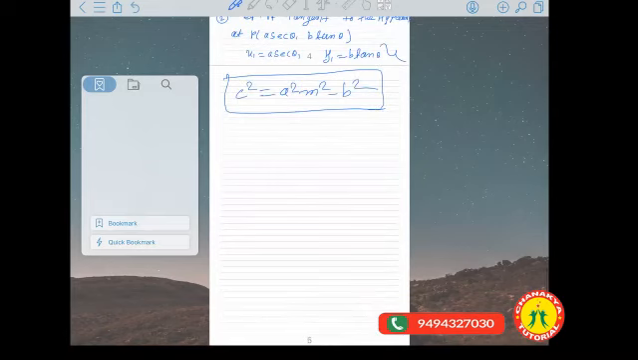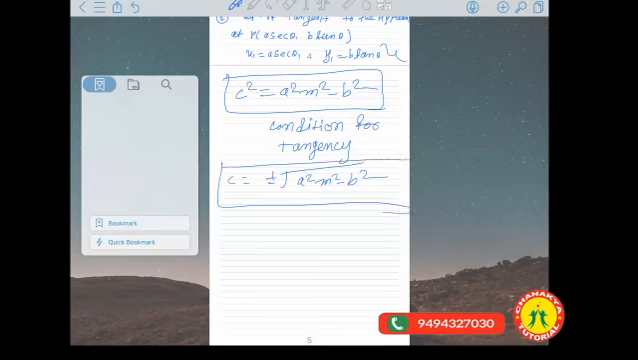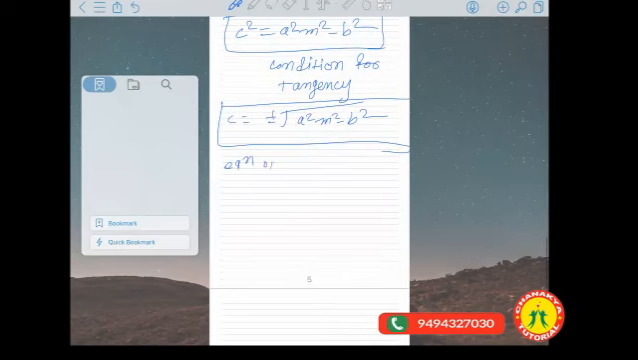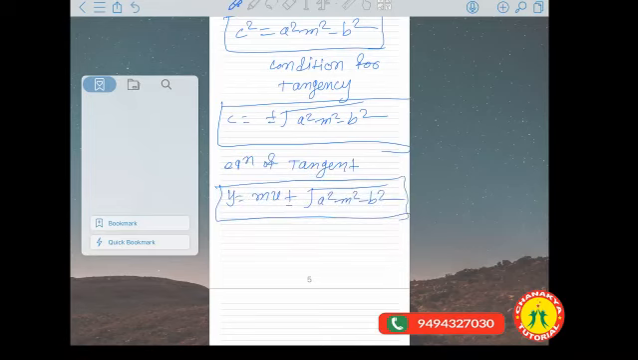This is called the condition for tangency. टेंजेंट होने के लिए कोई लाइन को कंडीशन है कि c square equal to a square m square minus b square होना चाहिए, must be. So we know c is equal to plus minus root under a square m square minus b square. Got it? So equation of tangent क्या हो जाएगा? Equation of tangent to the hyperbola is y equal to mx plus c, c is plus minus root under a square m square minus b square. This is the equation of tangent in slope form, right? Got it?